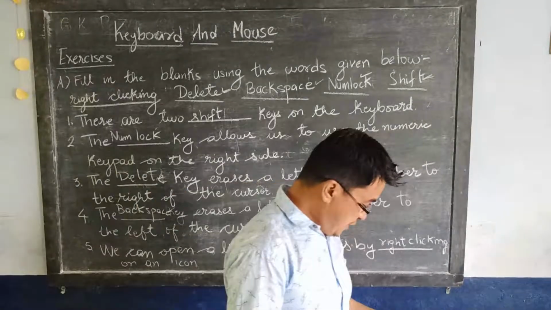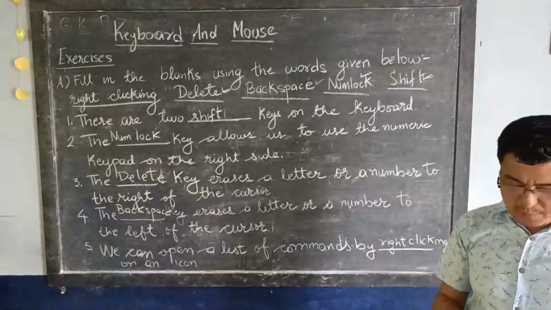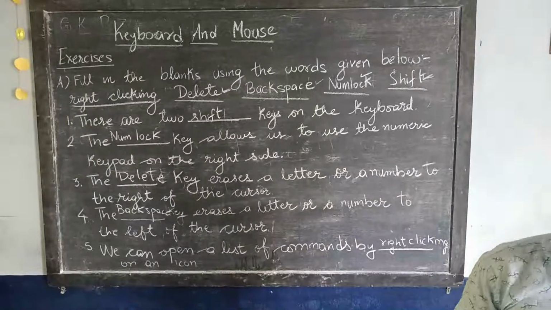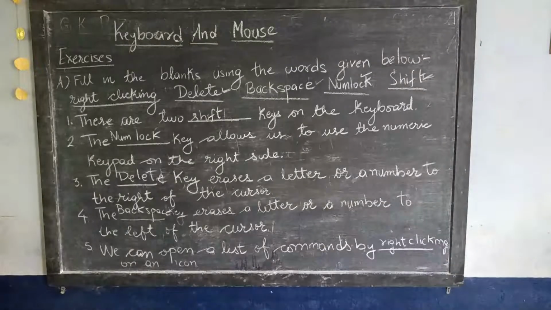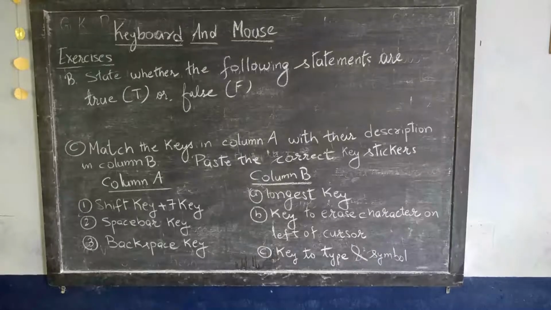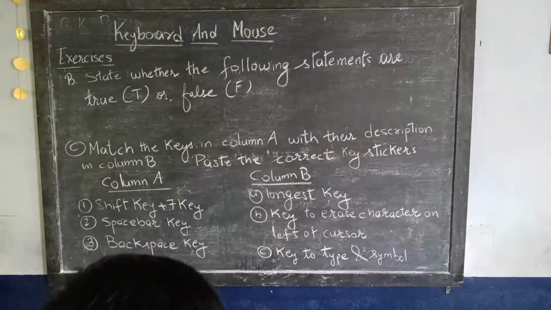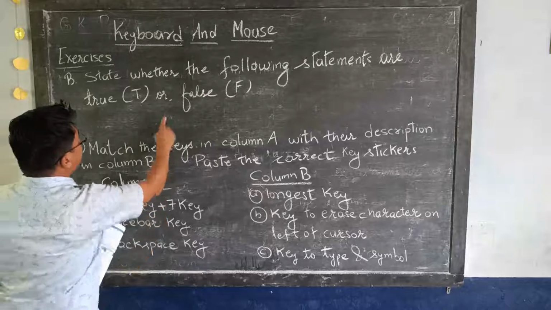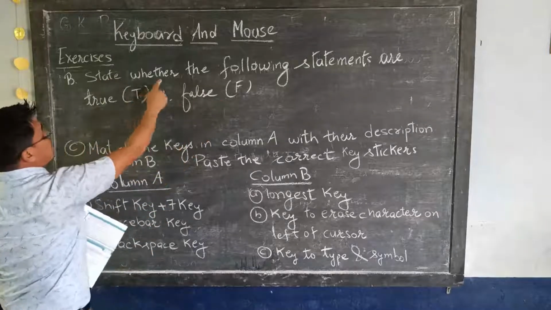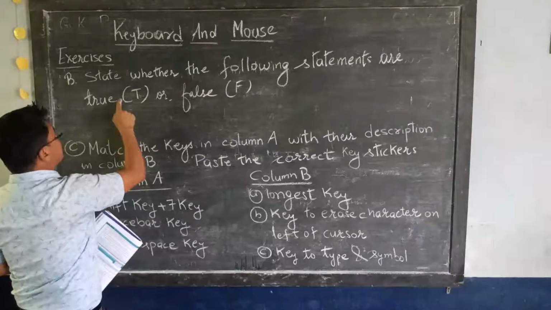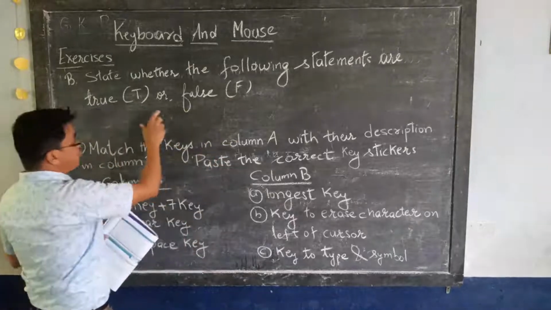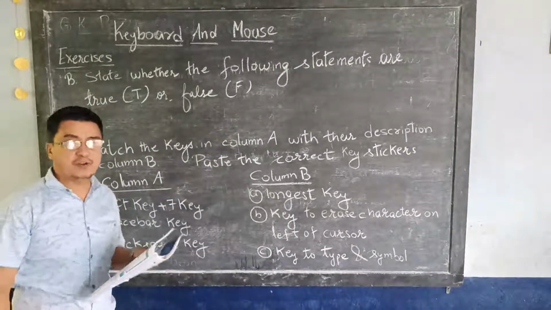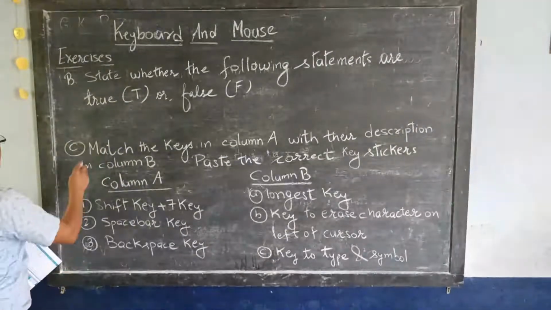Now next we will do exercise B. State whether the following statements are true or false. You have to write T for true and F for false. Class 2, exercise B on page number 54. For true you write T, and for false you write F. I will not write the statements here, only the answers.